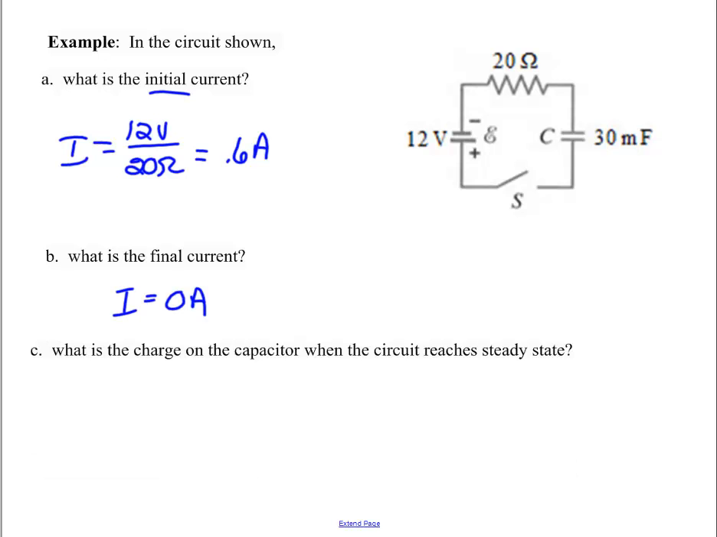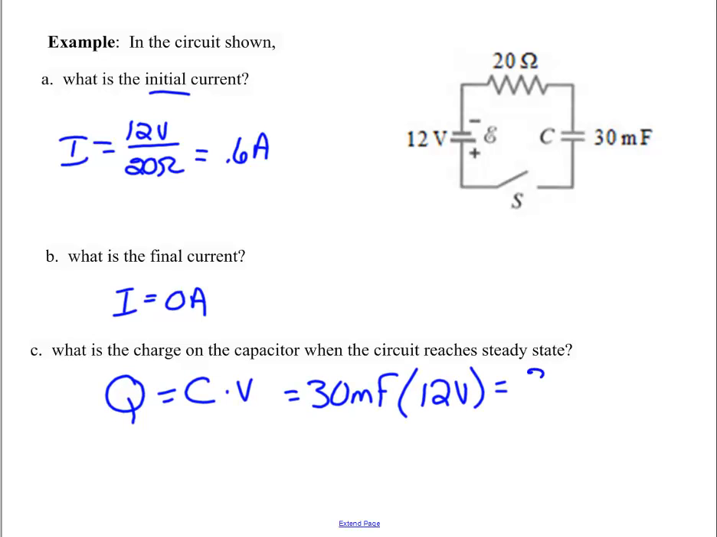When the capacitor is charged, what charge does it hold? Well, charge is capacitance times voltage. Our capacitance is 30 millifarads, and our EMF is 12 volts. So we get 360 millicoulombs.